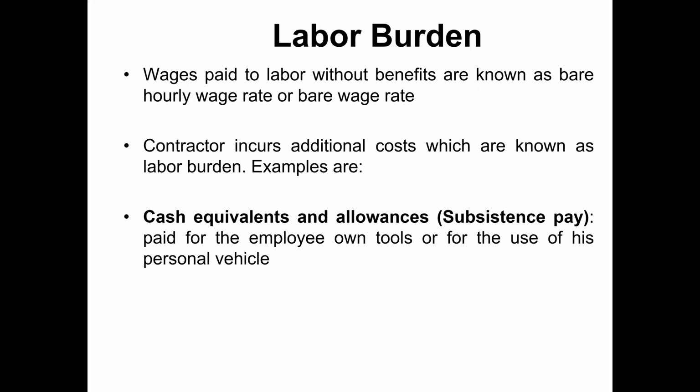So the first one is subsistence pay, or cash equivalent allowances, paid for the employee's own tools or for the use of his personal vehicle. Okay, that we are going to pay for the employee's own tools. Like if we have a plumber or electrician, he has his own toolbox to carry out his work. So the company pays for that one.